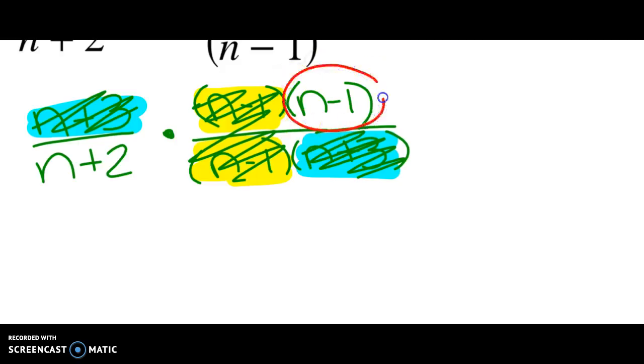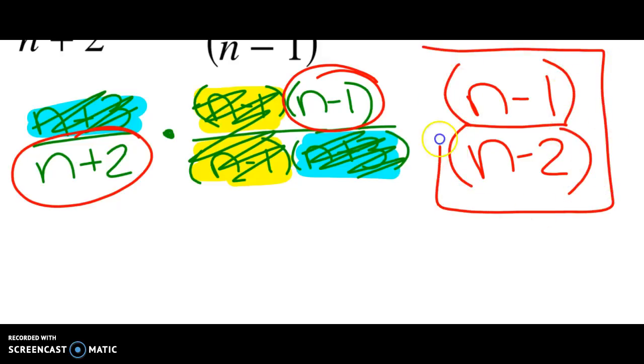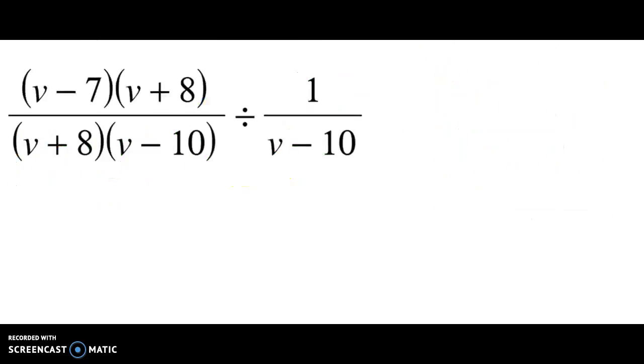And now let's write out whatever's left: n minus 1, n minus 2. And nothing can be crossed out. You do not do this. Do not do that, okay? Because that n minus 1 has to stay together, and that n minus 2 has to stay together. There you go. All right, try this one now.